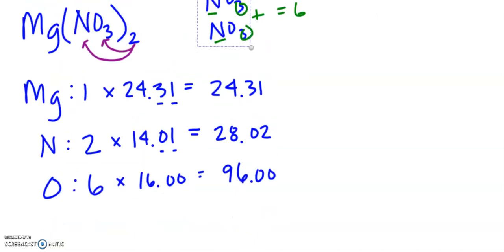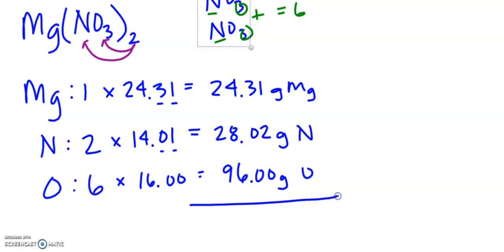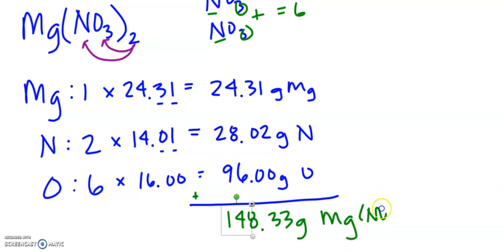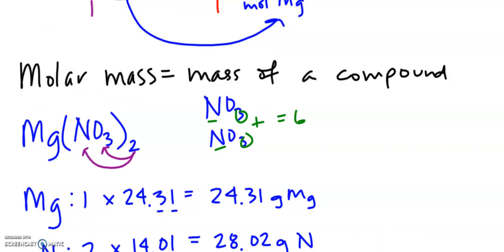So I've got the mass of magnesium, the mass of nitrogen, and the mass of oxygen. If we want to find the mass of the whole thing, I just add them up. 24.31 plus 28.02 plus 96. So the whole thing has a mass of 148.33 grams for Mg(NO3)2.